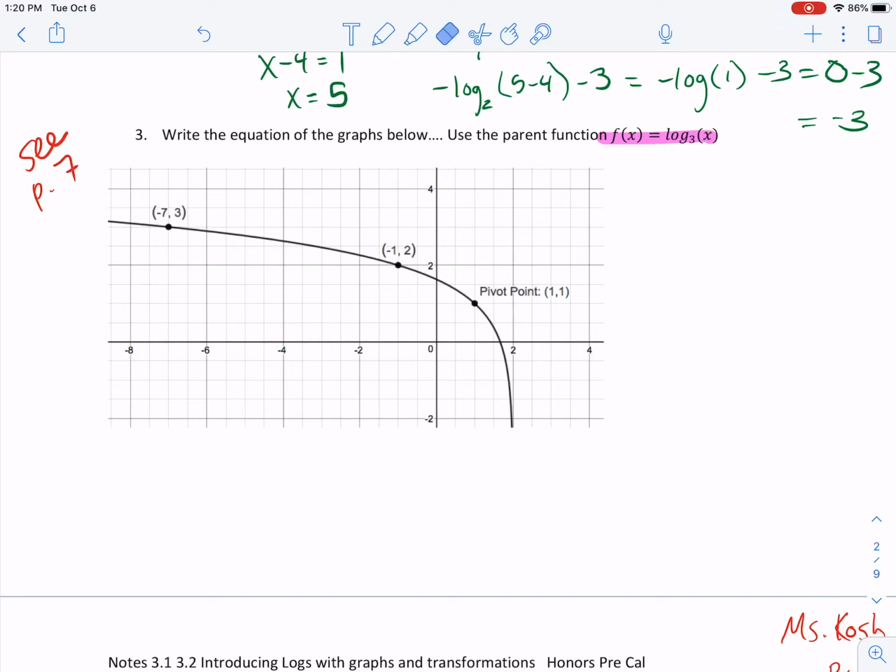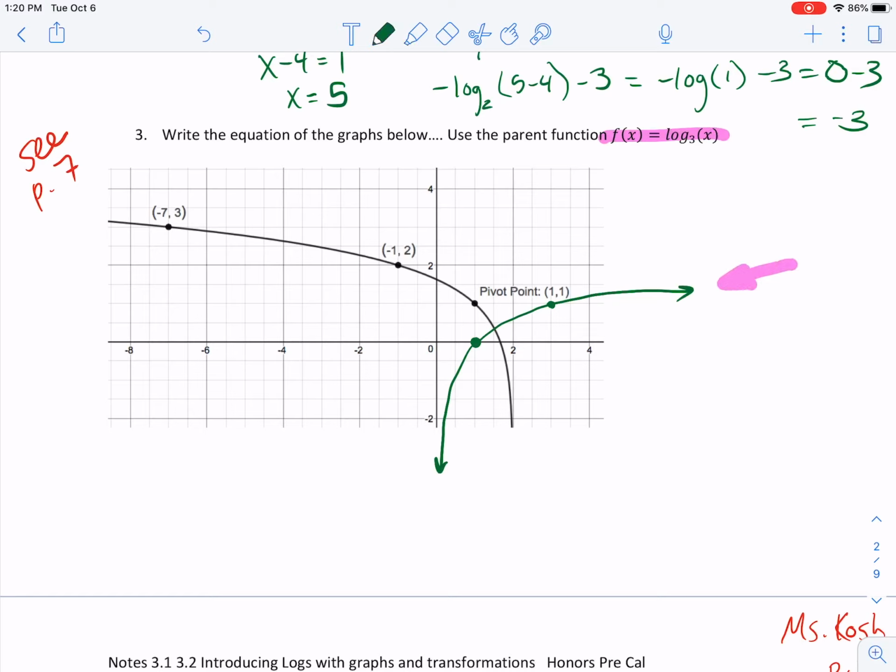So here, what we know is that log base 3 of x would have the point (1, 0). And when I plug in 3, log base 3 of 3 would equal 1, so I have the point (3, 1) right here, and then it would come up through here and come down this way. So that's what the parent function would look like. Here, ladies and gentlemen, the parent function is this.